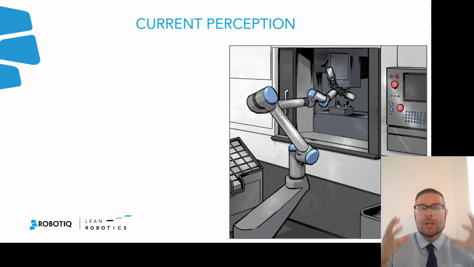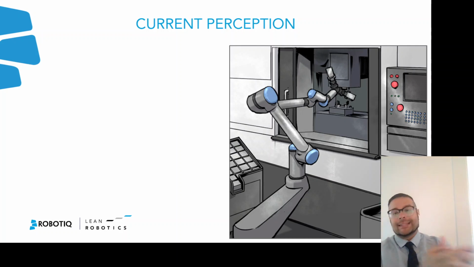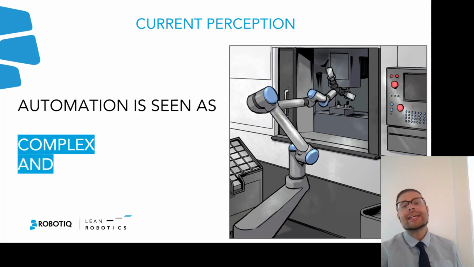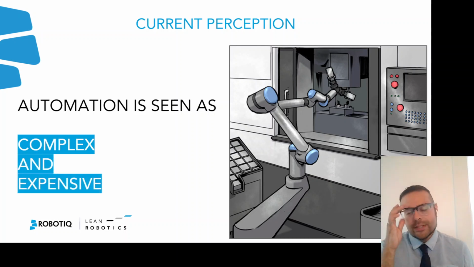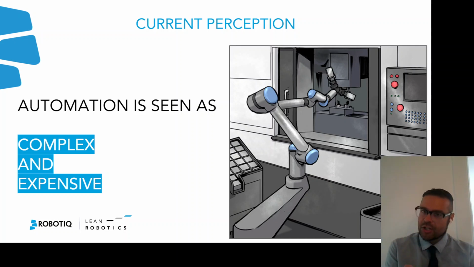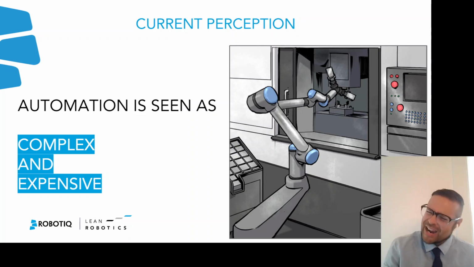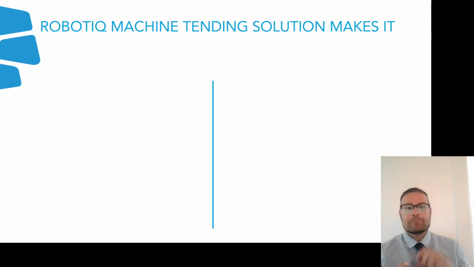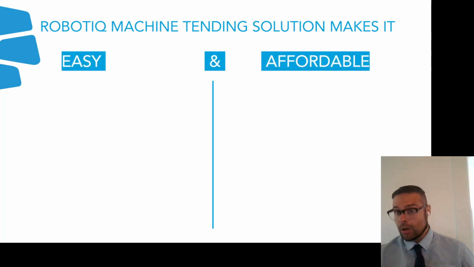Now, the current perception, what people think when we tell them that they could automate their CNC machine tending, is that they will think it's complex, and they will think it's expensive. And with good reason, because standard or existing solutions up until today might be complex. Sometimes they need a lot of connections, some engineering, a system integrator to modify the CNC machine and connect inputs and outputs, and this can become expensive. So our main goal was to make this as easy and affordable as we could.